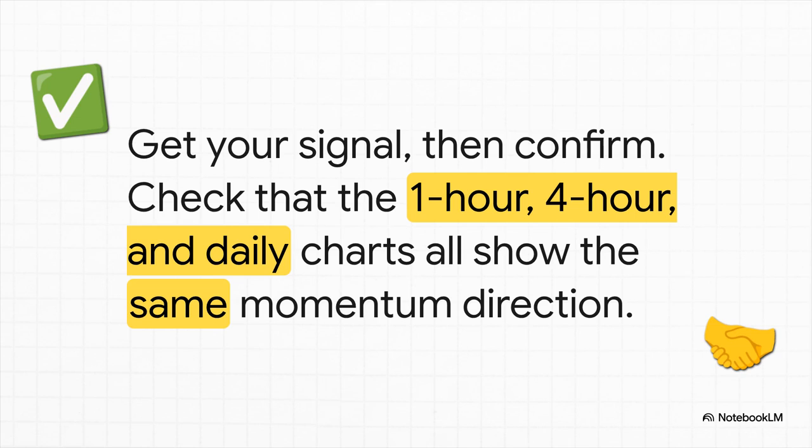strategy number 3. And honestly, this one's probably my favorite. It's all about confluence. This is the method you use when you want to be as sure as possible that the big money players are on your side. So here's how it works.